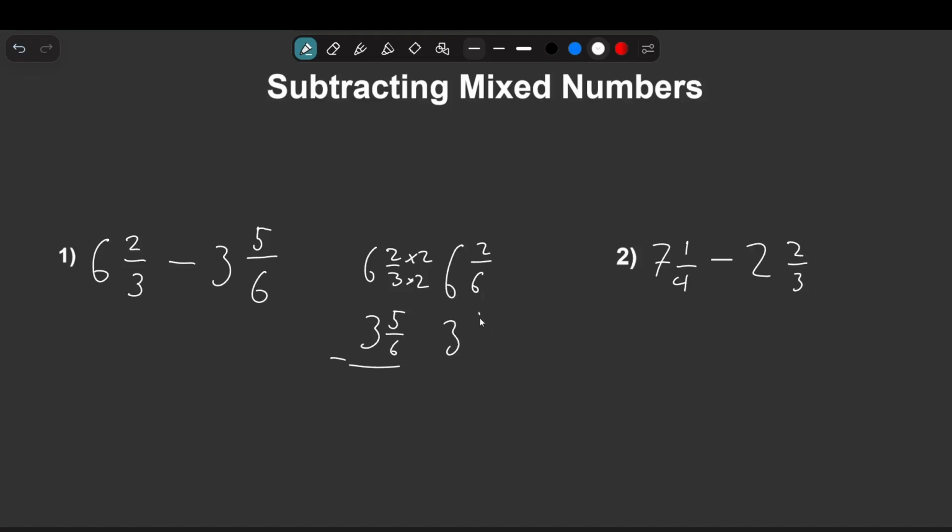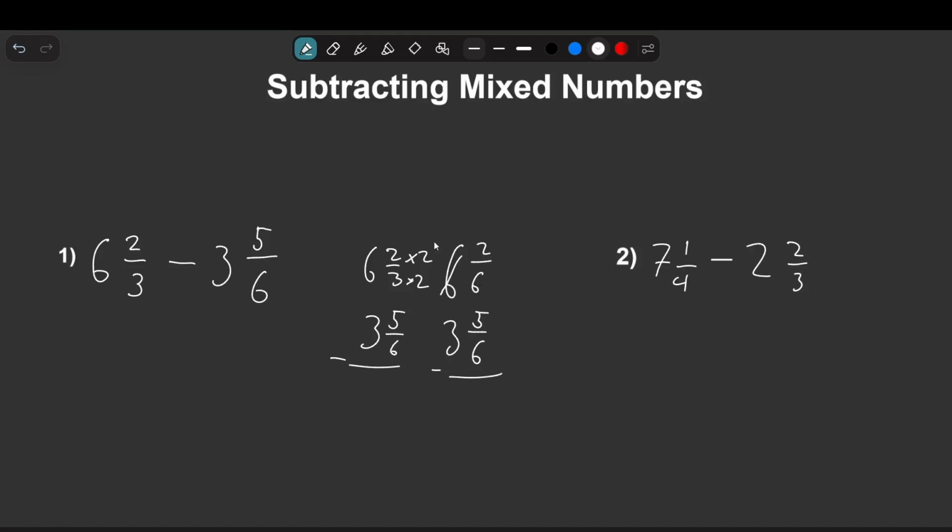So now we have 6 2/6 minus 3 5/6. So now we can start subtracting the two mixed numbers. To do this, we are gonna start with our fractional parts. So we're gonna do 2 minus 5. Well, 2 minus 5 won't work because we will get in the negatives. So we have to borrow 1 from the 6. So we can cross the 6 off, and our 6 will turn into a 5.